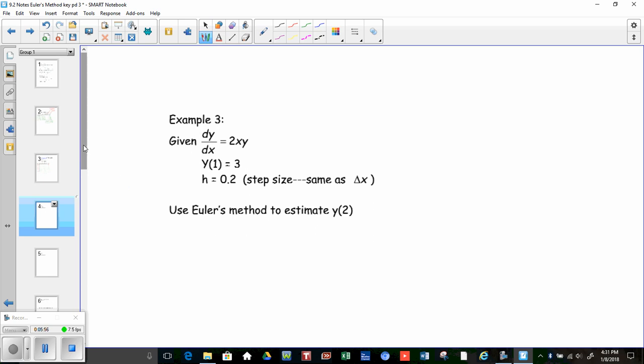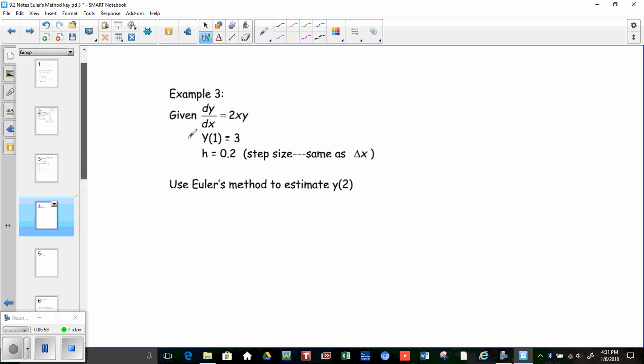All right, so what's different about this one is that this time the derivative is now dependent upon both x and y. The derivative is 2xy. We're going to start at x is 1, y is 3. That's our initial condition. We're going to have a step size of 0.2, and we're going to try and approximate y of 2. So again, let's create a chart.